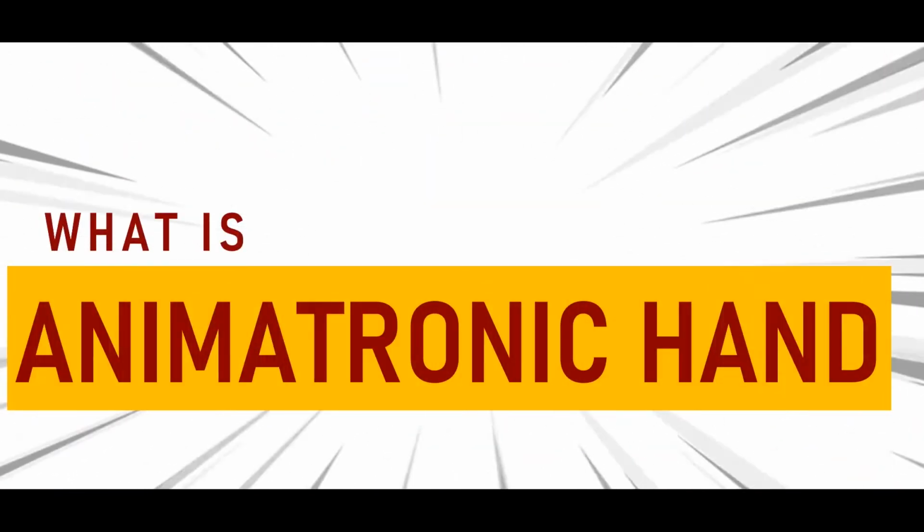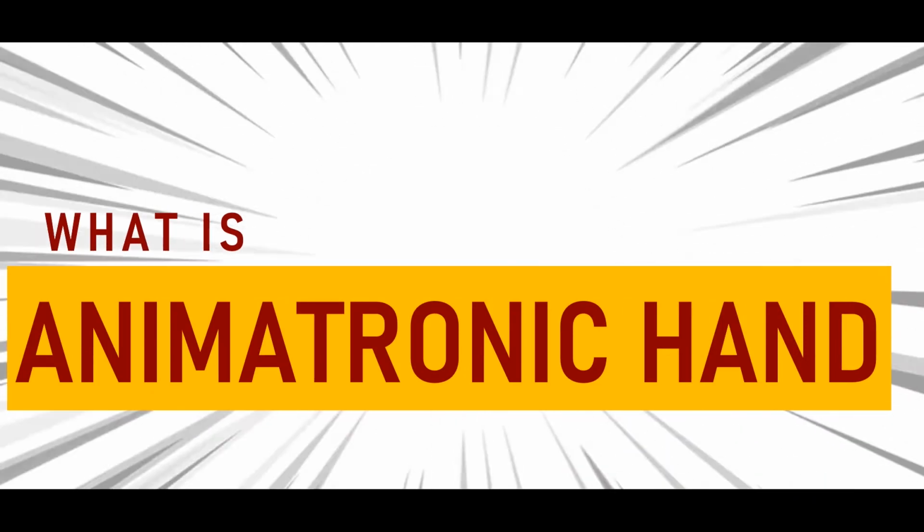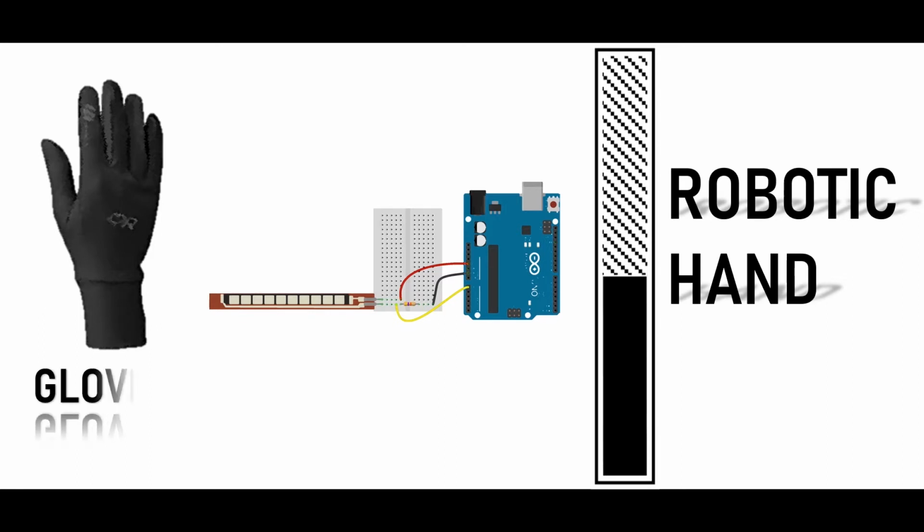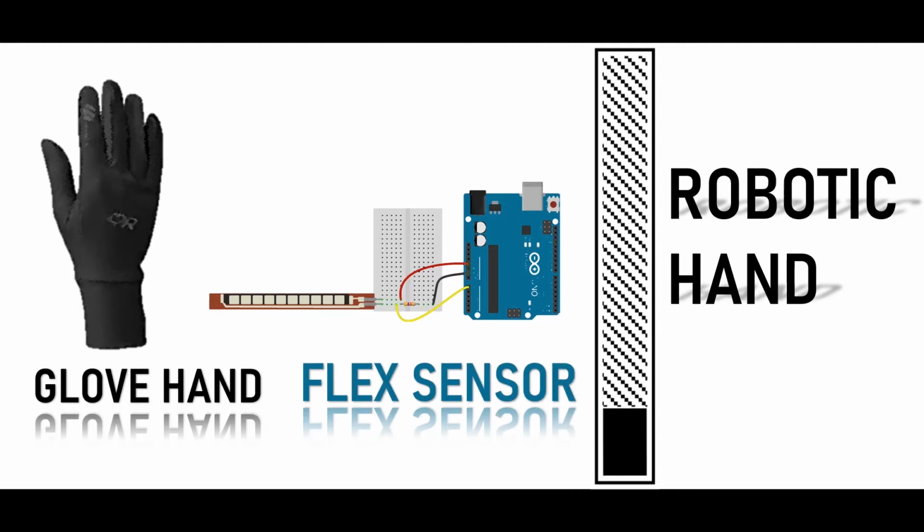What is animatronic hand? Hand is a design of the robotic hand that works under the information that is received from a structure called flex sensor, which is most often used in the animatronic hand projects. Speaking briefly about the working of an animatronic hand, the flex sensor senses the movement of the glove hand or the glove sensors and replicates the movements in a robotic hand created.